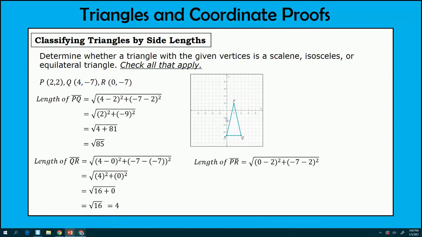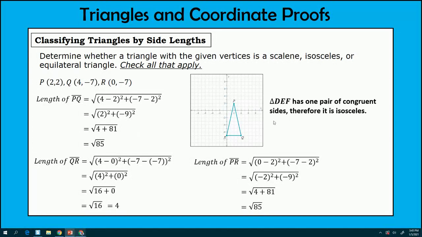And then we need to know the length of PR. Again, it's the distance formula. So it's the difference in the x's squared plus the difference in the y's squared. And if you do the math here, you get the square root of 85. So what you notice is, of my 3 side lengths, 2 of them are the same. So because we have one pair of congruent sides, this is an isosceles triangle. Okay. It's isosceles. That's how we do it.